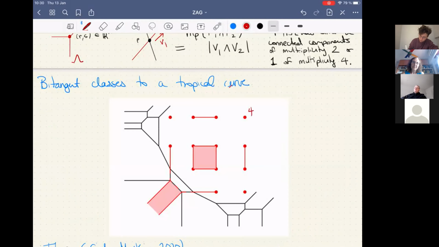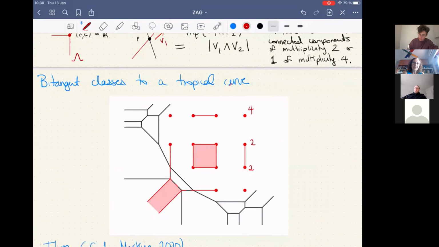So here, I won't do it for all of them, but we can write multiplicities on the liftable bitangents. These are the ones that have the dots on them. So if I put a line with its vertex on one of these dots, it'll be a liftable bitangent, and the number here signifies how many lifts there are.